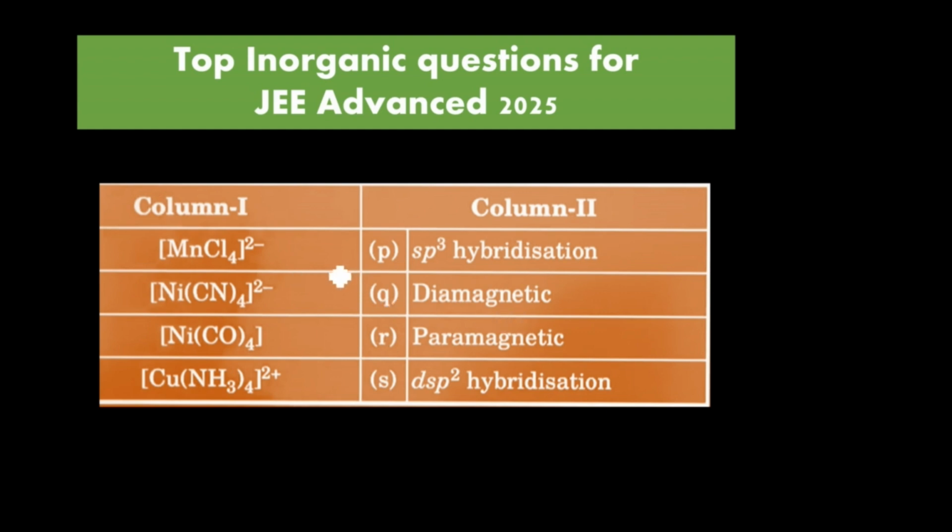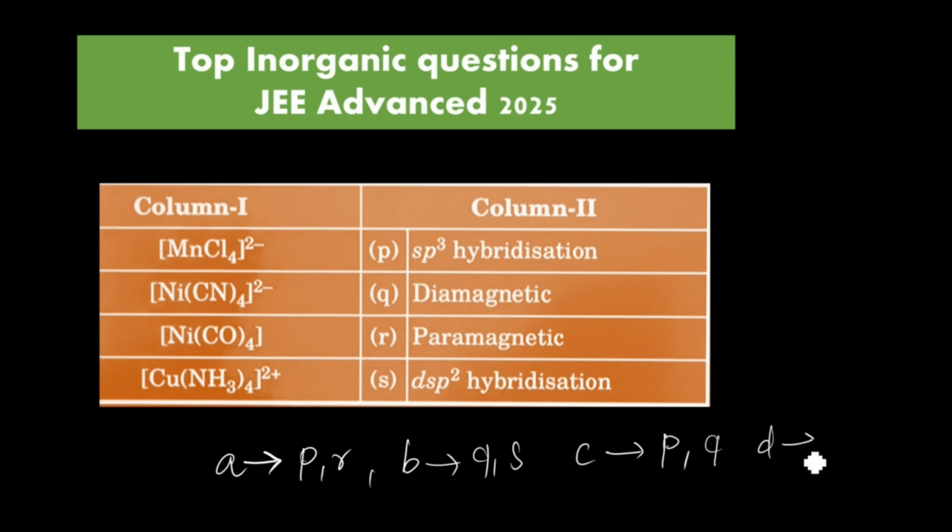So as you can see, MnCl4 2-, let's say that is A. So the answer is, that is paramagnetic and sp3 hybridization. Then nickel cyanide complex, that is diamagnetic because of strong field ligand, and that is dsp2 hybridization. So Q and S. Nickel carbonyl complex, that is sp3 hybridization, then carbonyl strong field ligand diamagnetic. Then copper amine complex, that is paramagnetic and dsp2 hybridization. Okay, so the answer is right.